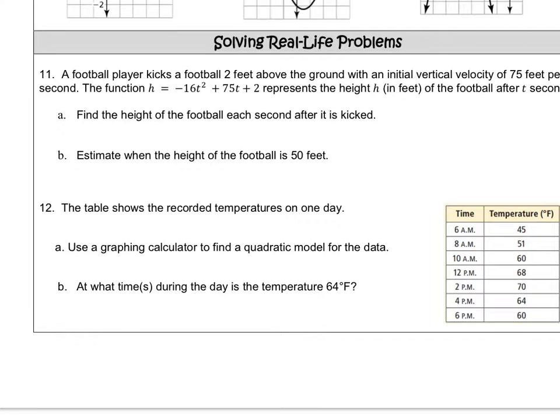So it's kicked at 0 seconds. So you're going to find how high it is at 1 second, 2 seconds, 3 seconds. Just go up to 4 seconds. And then I want you to estimate when the height of the football is 50 feet. As a hint, it'll be at 50 feet twice, on the way up and on the way down. So I want you to go ahead and do the work on number 11. Pause your video while you're doing it, and then check back for the explanation.